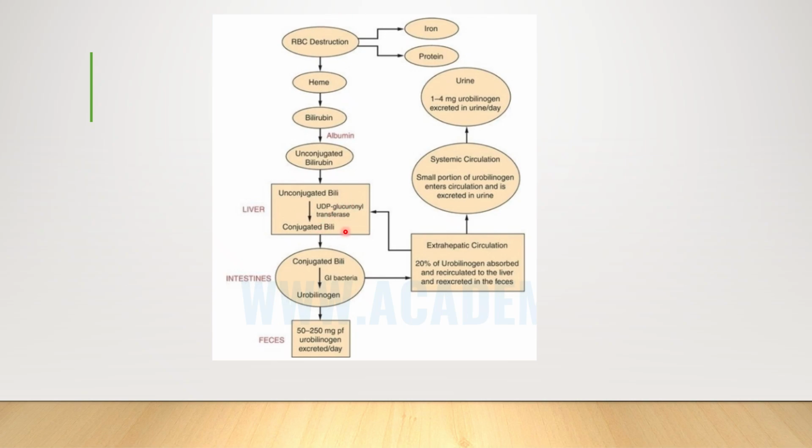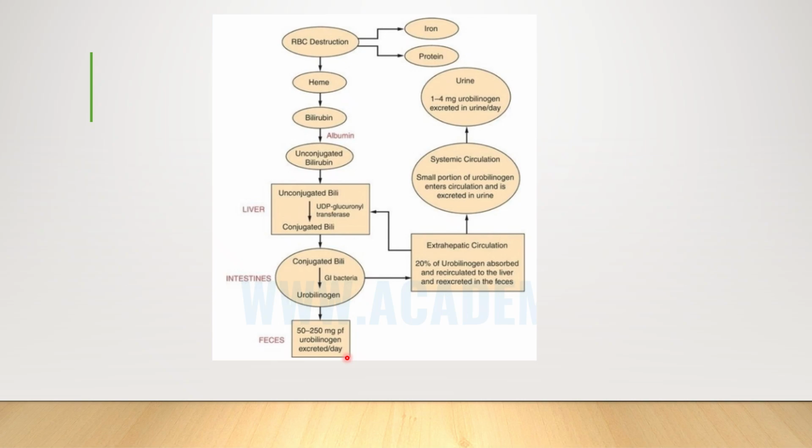Now what happens to the conjugated bilirubin? Conjugated bilirubin is excreted into the bile, and it reaches the intestine. In the intestine, there are gut bacteria, and these bacteria act on conjugated bilirubin and convert it into urobilinogen. About 50 to 250 milligram of urobilinogen is excreted in the feces.